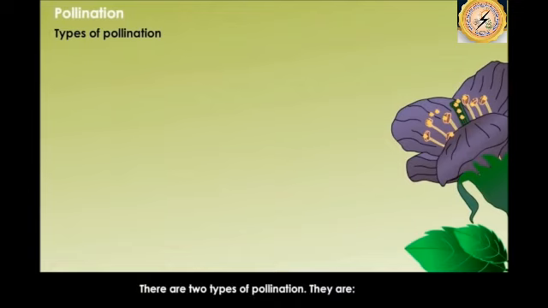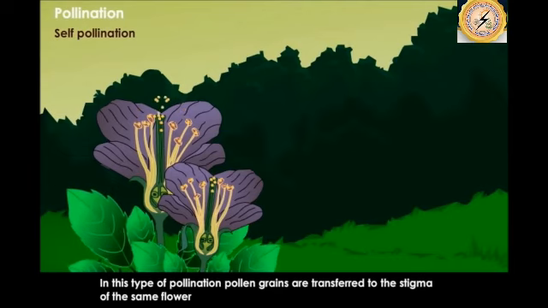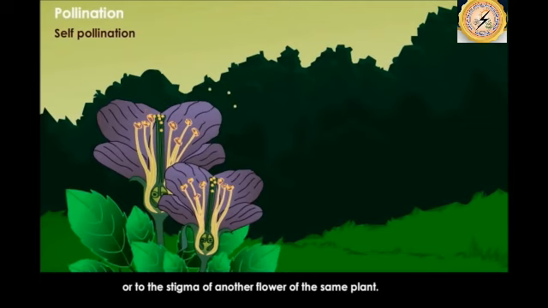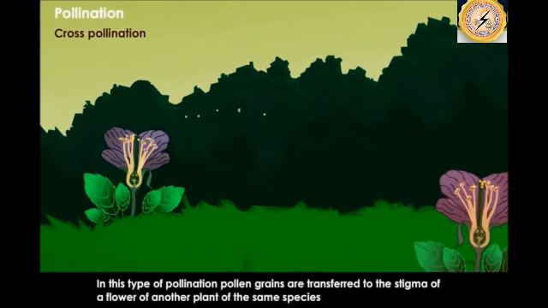Focusing on the types of pollination, there are two major types. They are self-pollination and the other one is cross-pollination. Now in case of self-pollination, the pollen grains are transferred to the stigma of the same flower. So the transfer takes place between the same flower or to the stigma of another flower of the same plant. If the flower is near the other flower, then the transfer can easily take place.